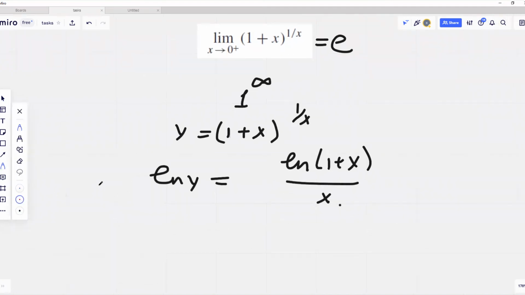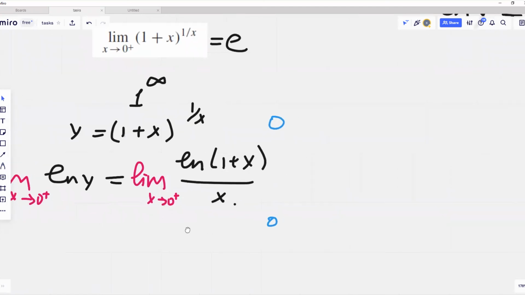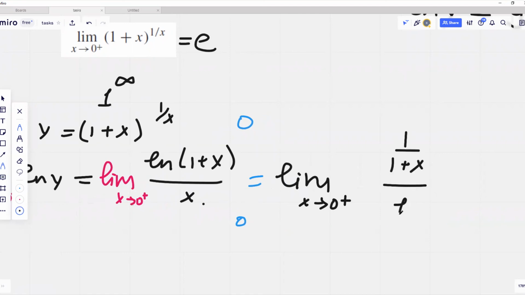Now taking the limit when x is approaching 0 from the right side from both sides. And then we can see here that this limit is an indeterminate form, ln of 1 is 0, over 0. So we can use L'Hopital's rule here. Since that limit is equal to the limit when x is approaching 0 from the right side of 1 over (1 plus x) in the numerator and 1 in the denominator. So that limit is approaching 1.